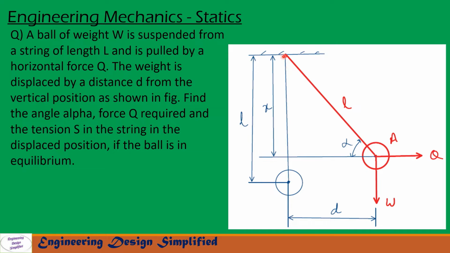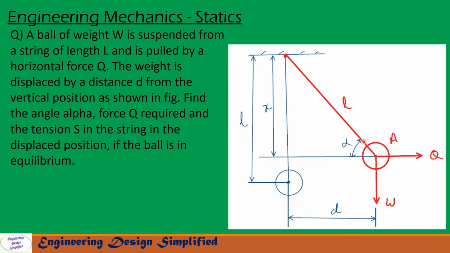In today's problem, given is a ball of weight W suspended by a string of length L. Initially it is in this position, then a force Q is applied and the force displaces the ball to this new position. In this position, Q is acting horizontally and W is acting vertically. The string is turned to this angle between the horizontal and the string, alpha. In this position, this distance is D and this distance is X. If the ball is in equilibrium, we need to find the force Q, the tension in this string, and the angle alpha.